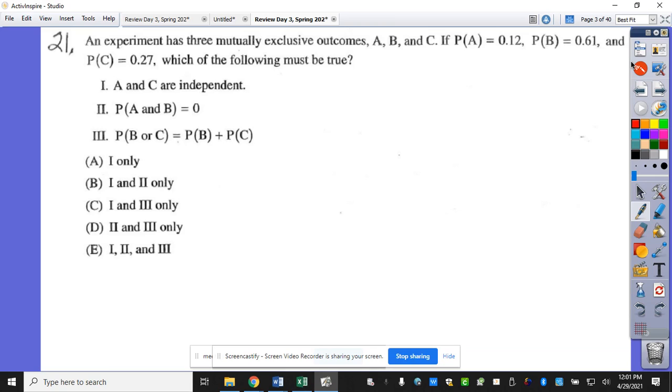Okay. An experiment has 3 mutually exclusive outcomes. What does it mean to be mutually exclusive? So if I do this, do I draw circles that overlap or don't? Just so we get our concept, it's going to be something like this, and it gives you numbers for them. I can write those right now.